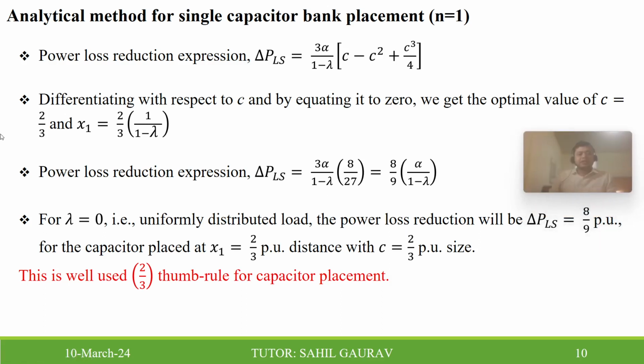Now the power loss reduction expression is 3 alpha divided by (1 minus lambda) into (C minus C square plus CQ divided by 4). These expressions are not that important. You just have to know that if you differentiate with respect to C and equate to 0, we get the optimal value of C, that is the capacitor size, equal to two-third of the total reactive power demand.